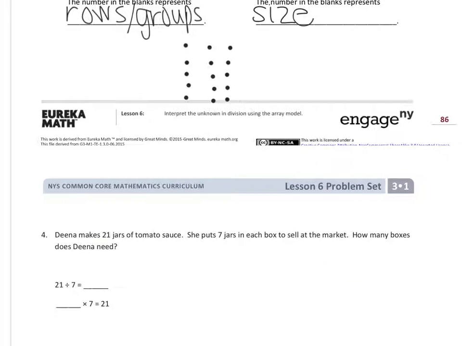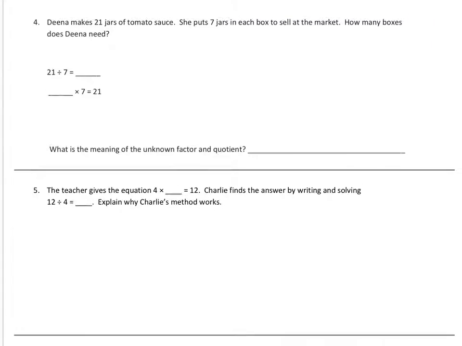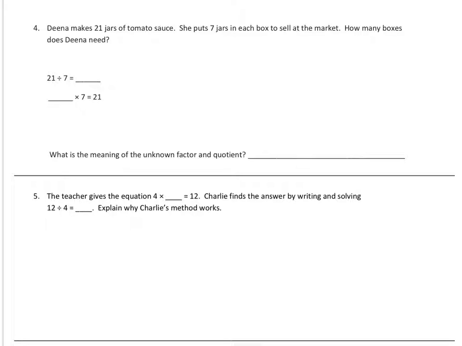Alright, I'm moving on to problem number 4. For these problems, we're going to fill in all the blanks and then figure out the meaning of the unknown factor and quotient. Did you know that a number could be a factor and a quotient? We'll talk about that in a minute.